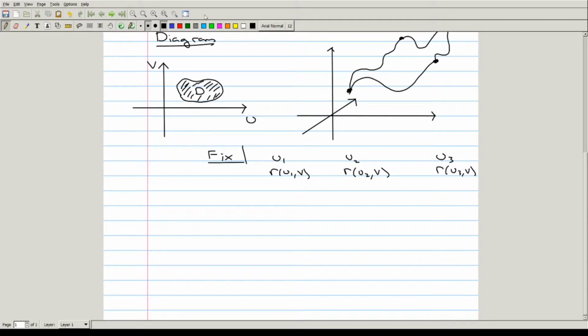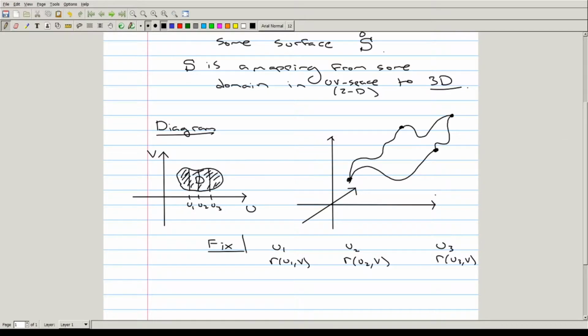So for instance, just say for argument's sake that U1, U2, and U3 correspond to these values right here. When we fix them, we get a whole bunch of parameter values of V, which essentially corresponds to, on the surface, three parametric curves. One parametric curve that looks like this, one that looks like this, and then one that looks like this.